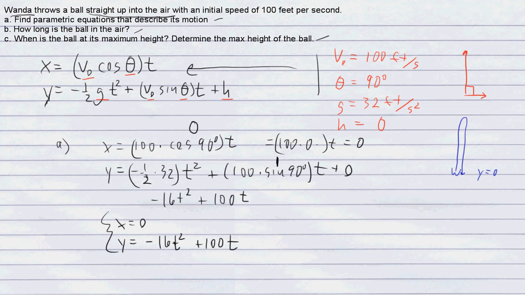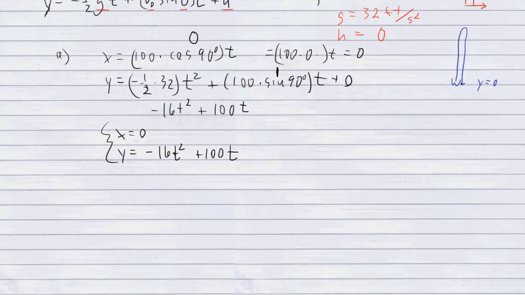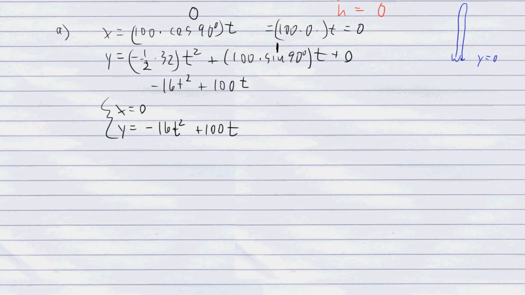So to find how long it's in the air is between those two points. And so to find the time in the air, we're going to set y in the equations equal to 0. So scroll down a little bit. So here is b. We don't care about the horizontal motion because it's 0.